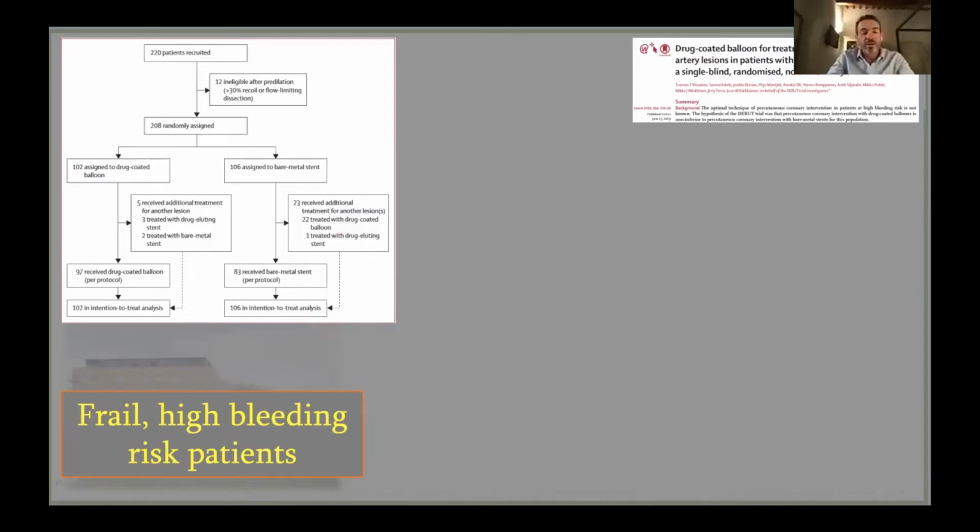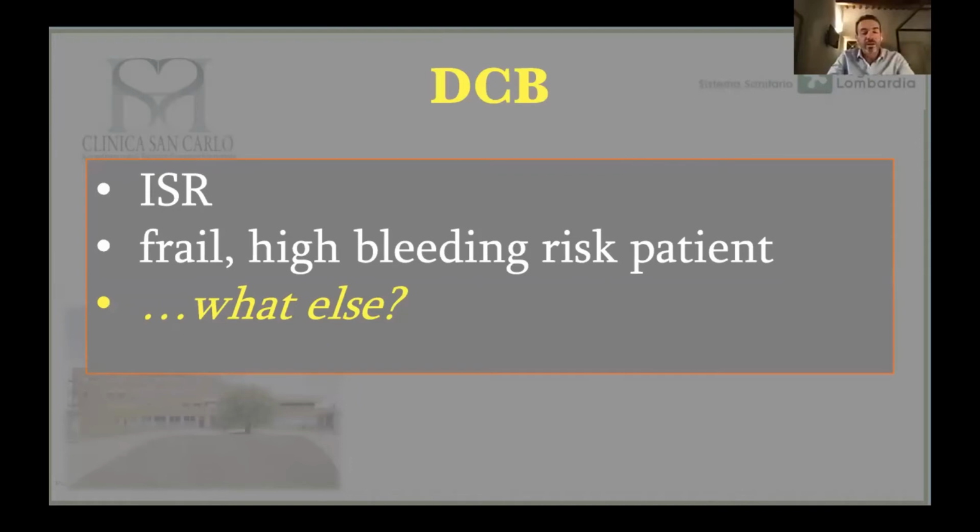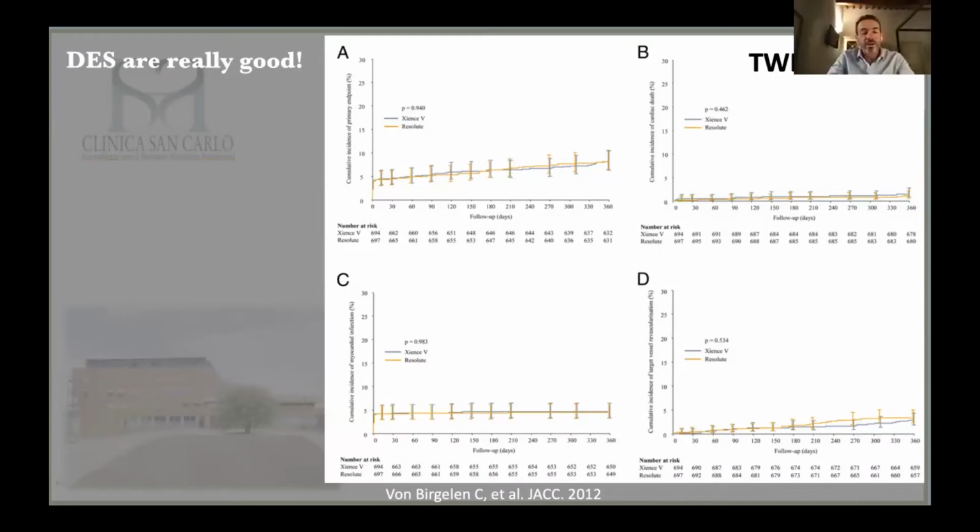Now, I don't want to lose too much time on this setting because I think that DCBs can be used also for a normal patient with native vessel disease. On the other hand, we have drug-eluting stents. They are really good. These are the events with Synergy and Resolute Onyx. They are quite the same. The events are down, they are low. So we have very good devices on our shelves. However, if we go on and analyze the patients that have been enrolled into this study, but also in our study, it is quite the same.